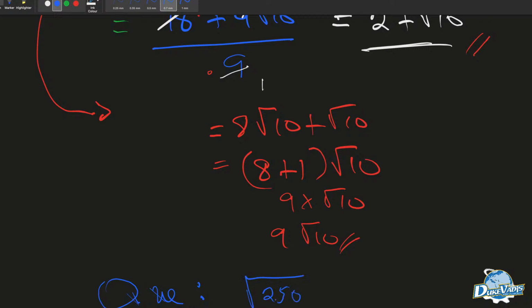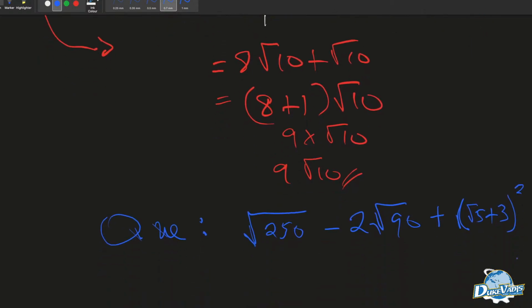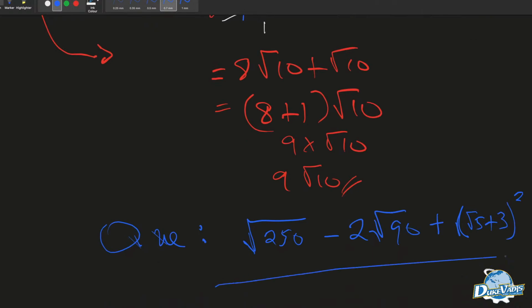This is root of 250 minus 2 root 90 plus, into bracket, root 5 plus 3 squared. Yes, please, this is the question. So try your hand on it, okay, and we will discuss it. Try it. I know you can do it.